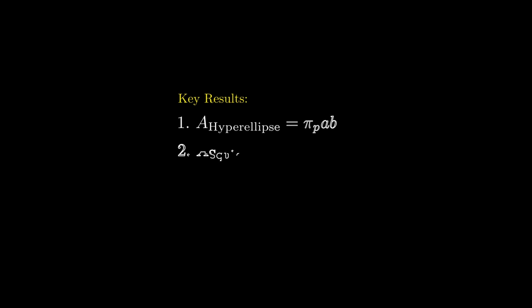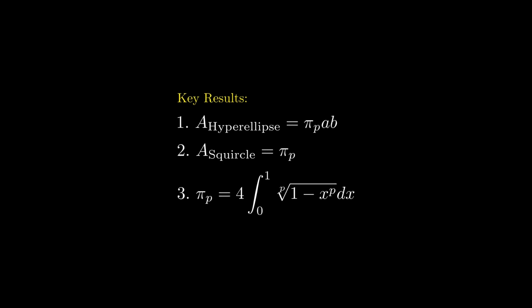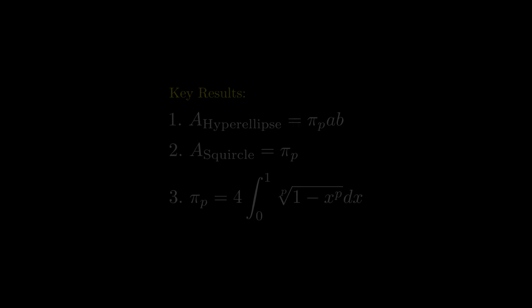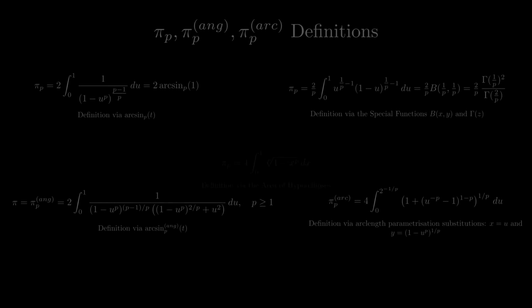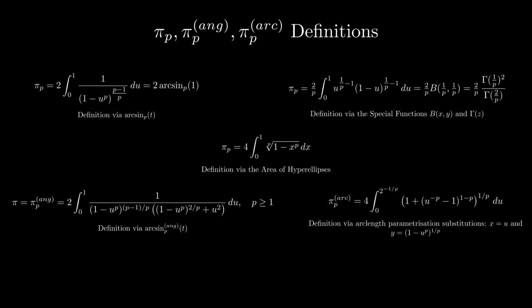At last, here is a summary of all that we just did. With this third definition of pi_p via the area of hyperellipses, our last pi_p definition is here, and finally, our list of definitions is complete.